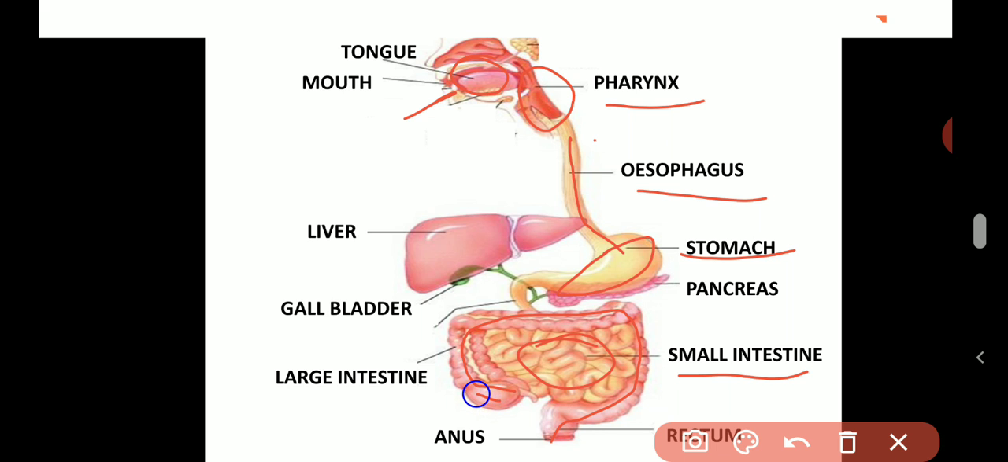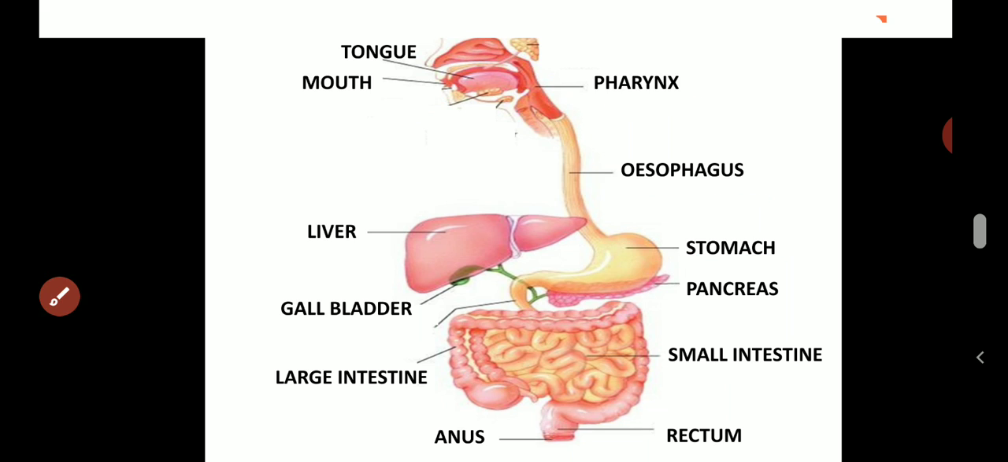The large intestine is also divided into three parts: ascending colon, transverse colon, descending colon. Then you have the rectum, the bag-like structure which stores the undigested matter, and the opening through which the waste is thrown out, the anus. So these are the various parts of the alimentary canal. Hope you will remember all these names and study this diagram as well, because it's very important for you.